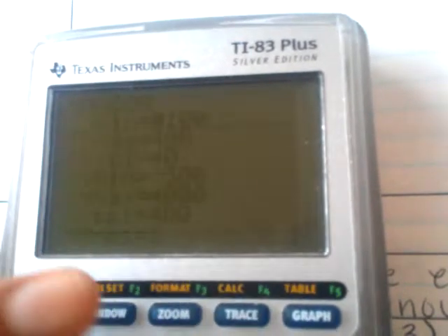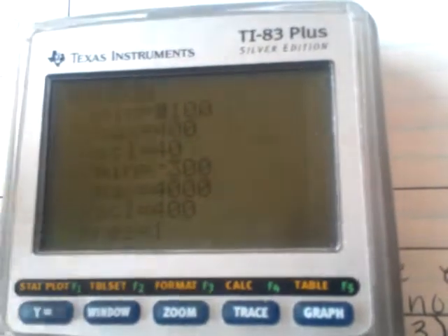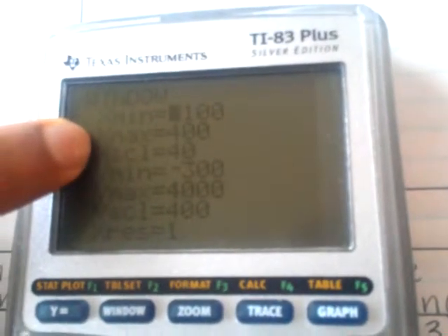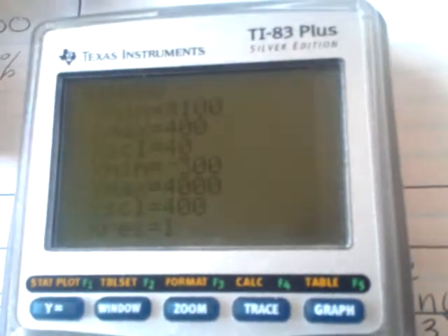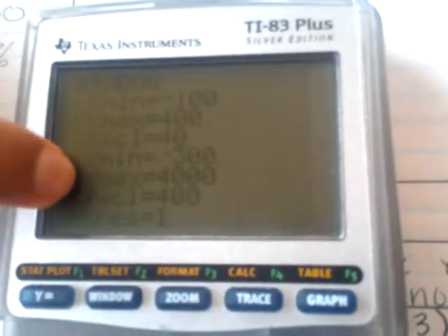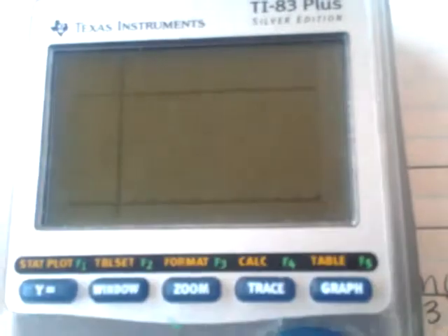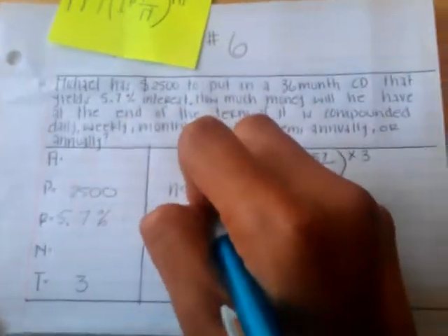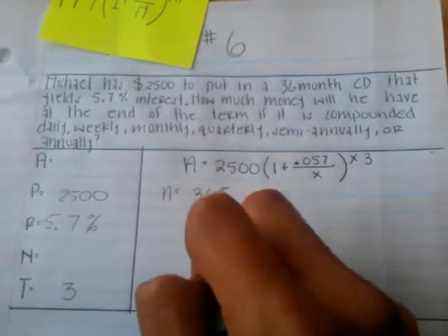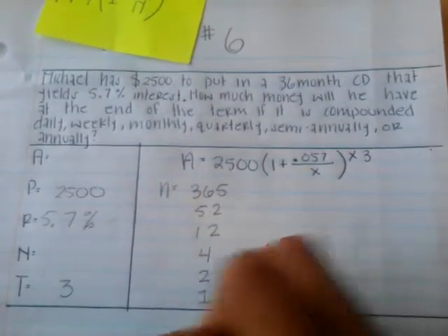There you go. First, make sure your window's set up correctly. Since there are only 365 days in a year, your max would be around 400. And my money is 2,500, so my Y max would be 4,000. And what I want to find is n equals 365, 52, 12, 4, 2, and 1.